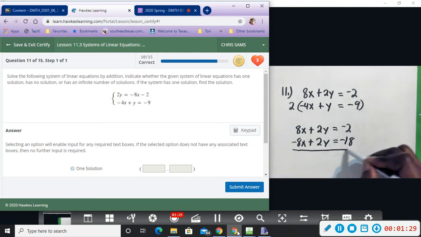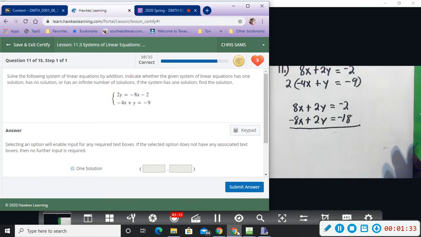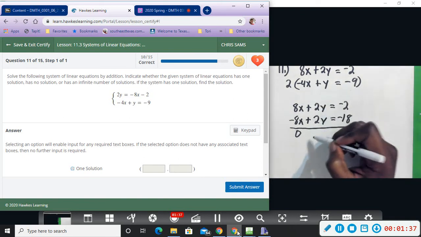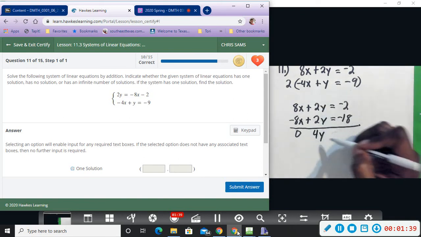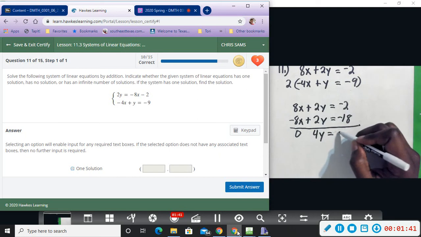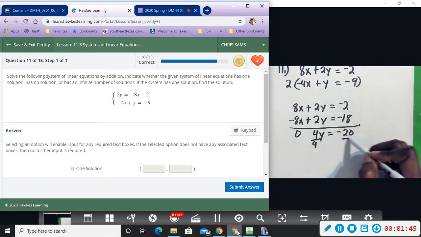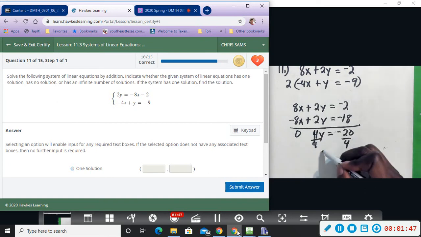So sometimes you have to multiply both equations, sometimes you can just multiply one. Alright, so the x gets eliminated, it goes to 0. We have a positive 4y equals negative 20. Divide by 4, and we get y equals negative 5.